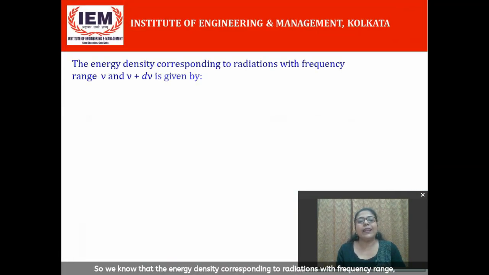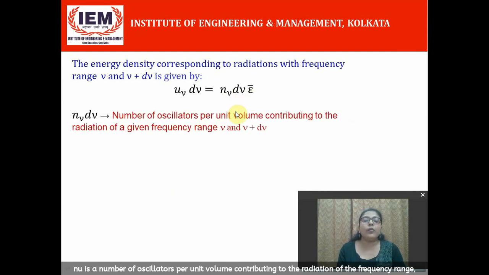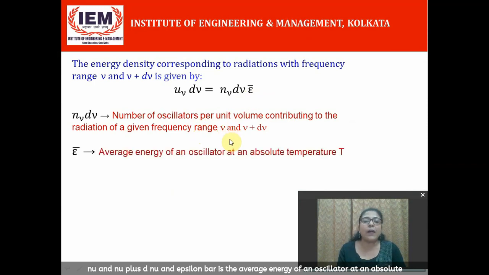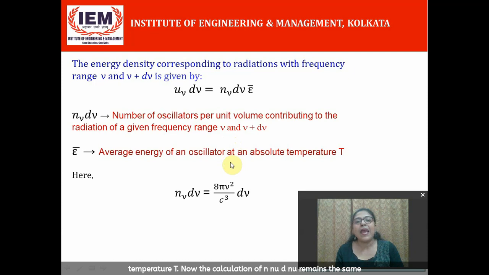So we know that the energy density corresponding to radiations with frequency range nu and nu plus d nu is given by N nu d nu times epsilon bar, where N nu d nu is the number of oscillators per unit volume contributing to the radiation of the frequency range nu and nu plus d nu, and epsilon bar is the average energy of an oscillator at an absolute temperature T. Now the calculation of N nu d nu remains the same as we have done for the Rayleigh-Jeans law, so it looks like 8 pi nu squared by c cubed d nu. But the difference is in the calculation of this average energy epsilon bar.